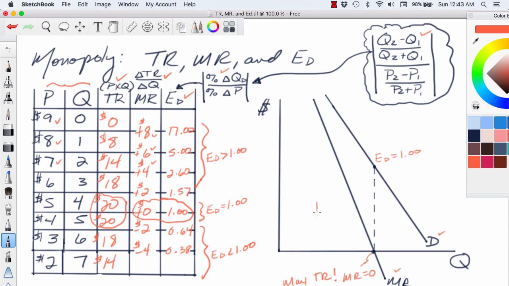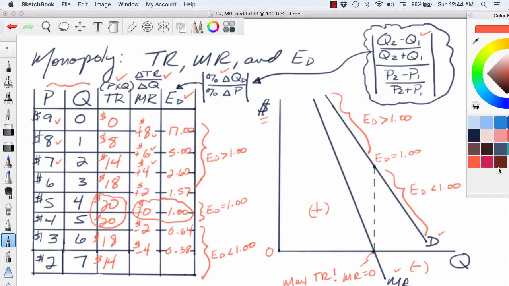Notice that anywhere where MR is positive, over here, these are all positive values for MR, the ED has to be what? The ED has to be greater than 1. Anywhere where MR is negative, which would be down here, notice this is the negative quadrant, we're below 0. This is dollars here. So if we're below 0, it's negative. Well, what's true then? If MR is negative, ED has to be what? We have to be on a segment of the demand curve where ED is less than 1.